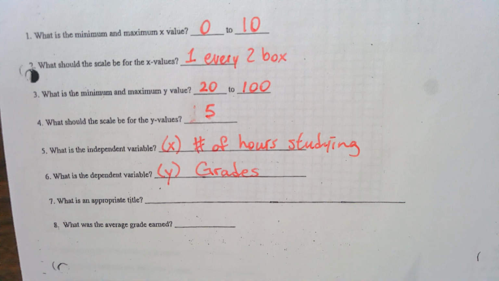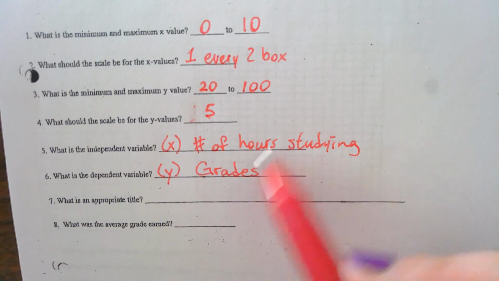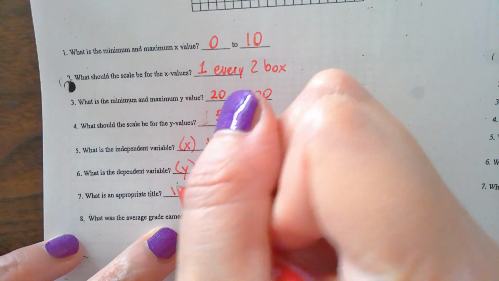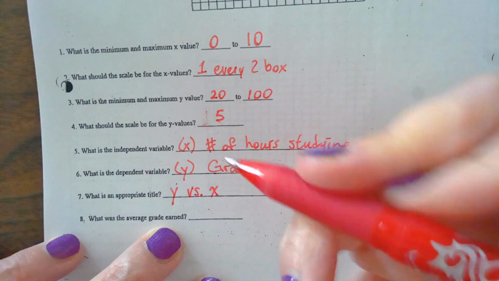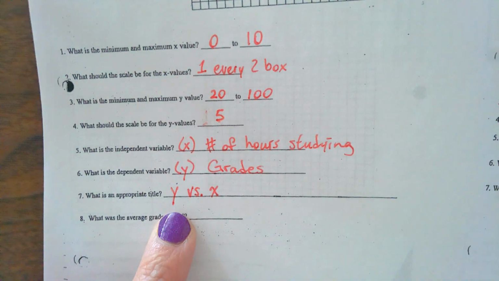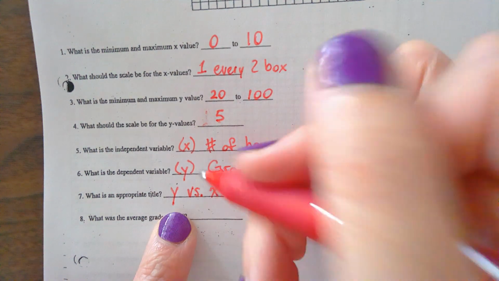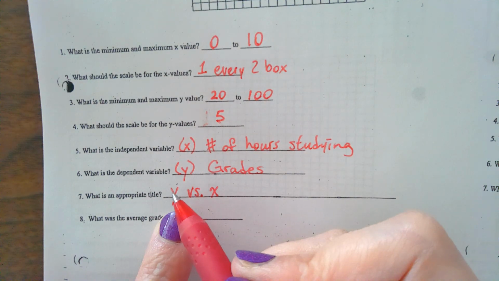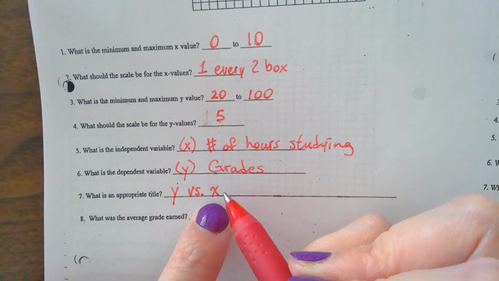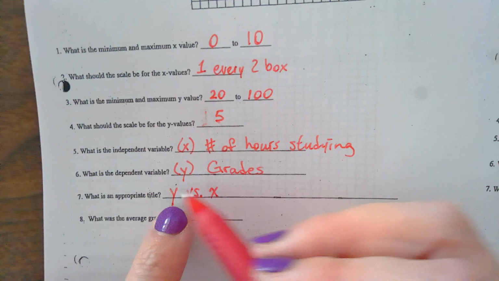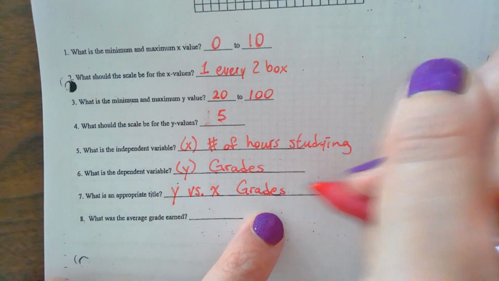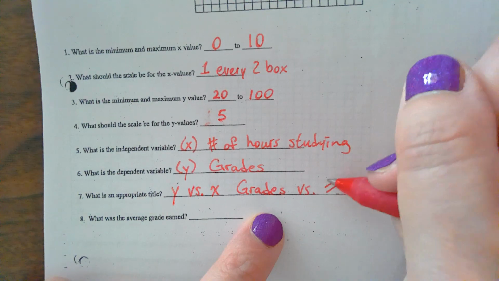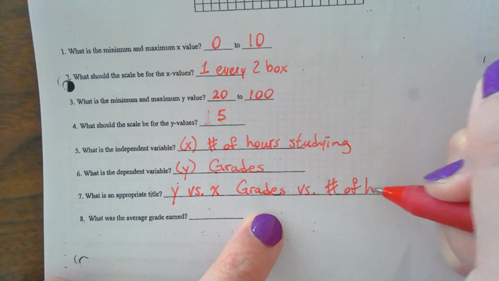So right, both of you used the titles of the axes. So what's the generic one? The generic one is, as Jeffrey said, it's always that y depends on x. So when you write a generic one, you can say grades versus number of hours studying.